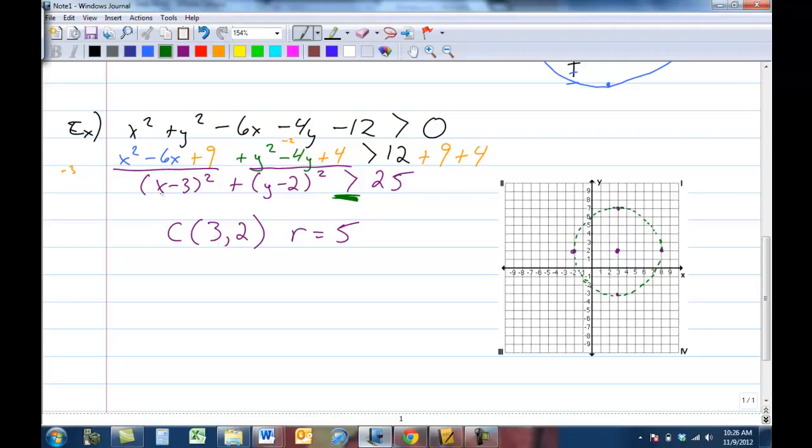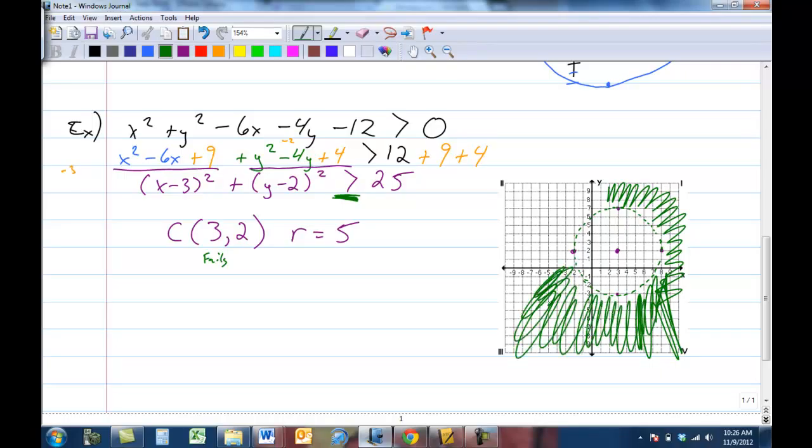We're going to plug this in. So 3 minus 3 is 0, plus 2 minus 2 is 0. Is 0 greater than 25? No, it is not. So this test point fails. That means we're going to shade outside the circle. So all points outside of the circle are a solution to this inequality.